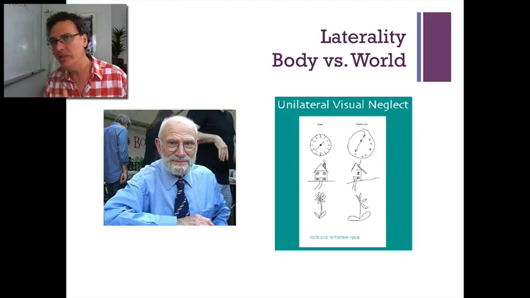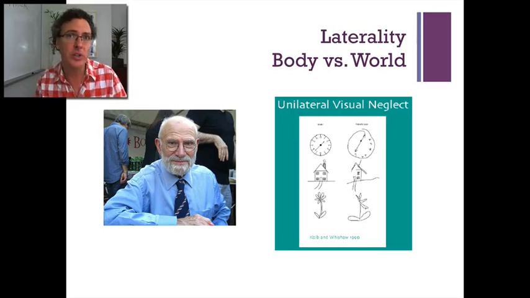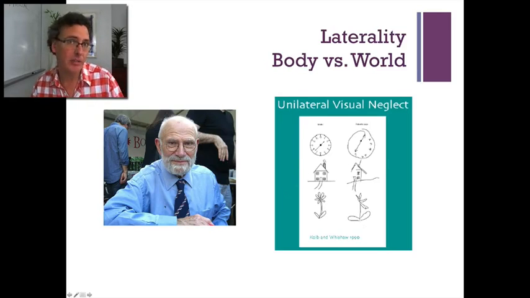You have to move this vehicle through the world. You have to negotiate it. And in order to do that effectively, you need to know where the vehicle is. You need to know where things are in the world. And it kind of seems as though the brain is lateralized in accord with that. Let me give you a couple of examples.